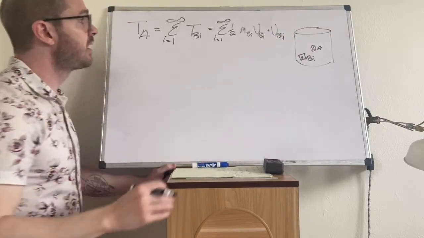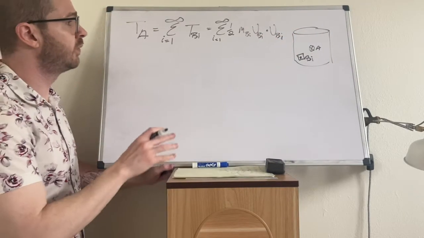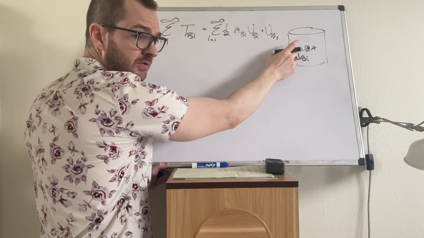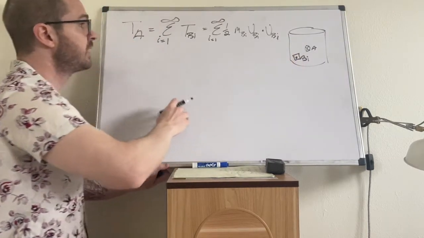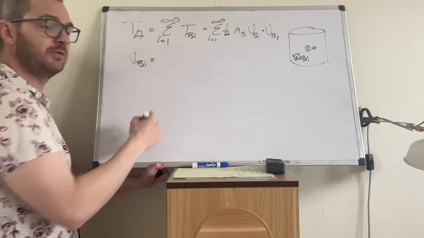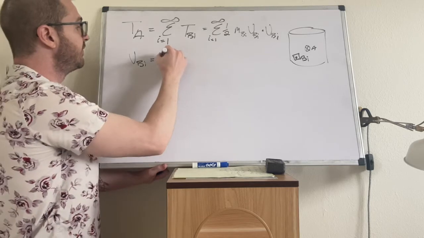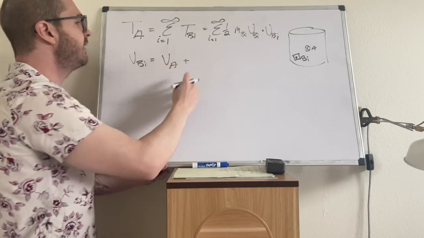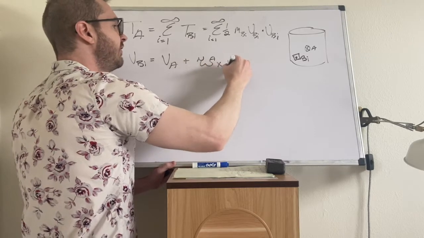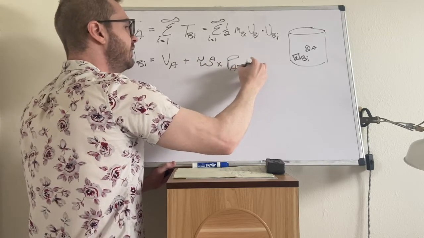What we want to do is shift the focus away from b sub i. We want to shift the focus to point A instead. So let's redefine the velocity of b sub i using the transport theorem. So this is VA plus omega in A cross the position vector from A to b sub i.